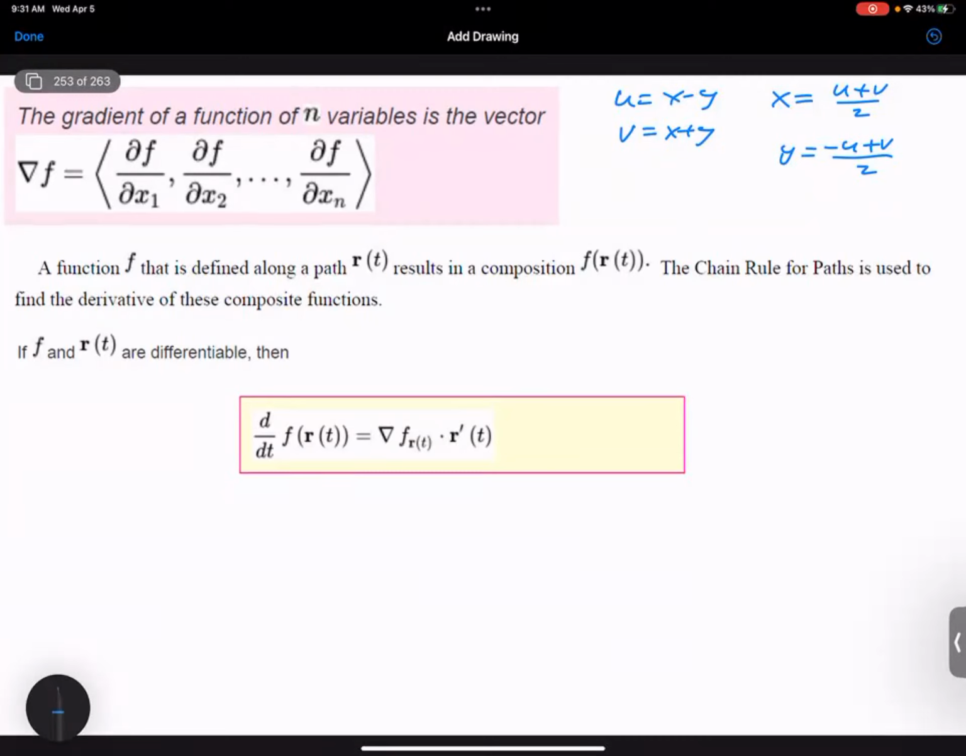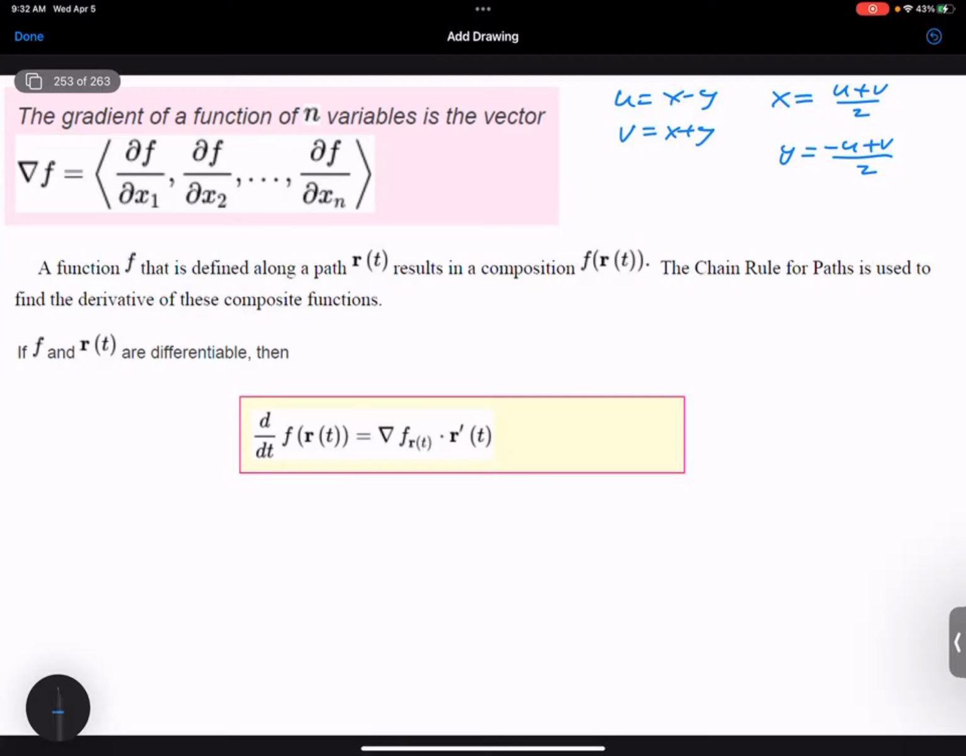So we start off with the gradient, which is the vector of partial derivatives. And now we want to use this to try to figure out how might the function be changing if we come along different paths. And so the first thing we're going to do is imagine we have some path r of t.